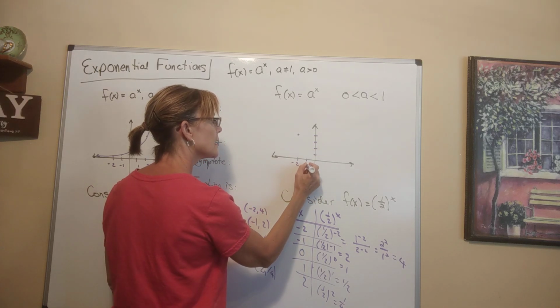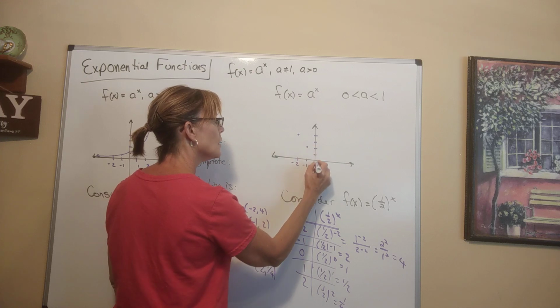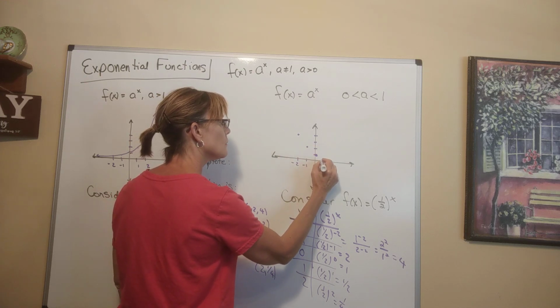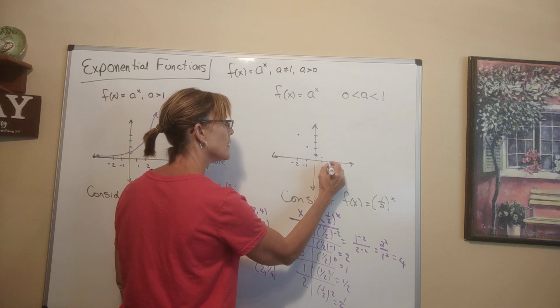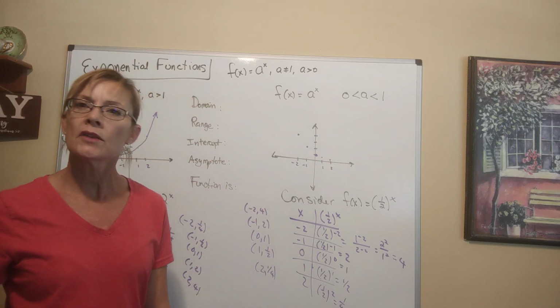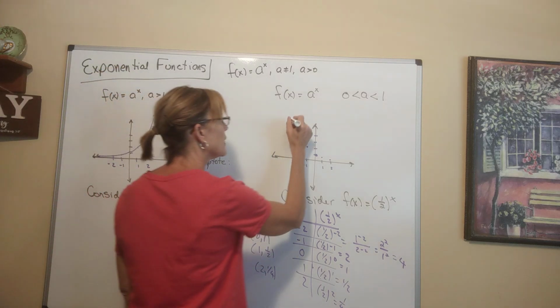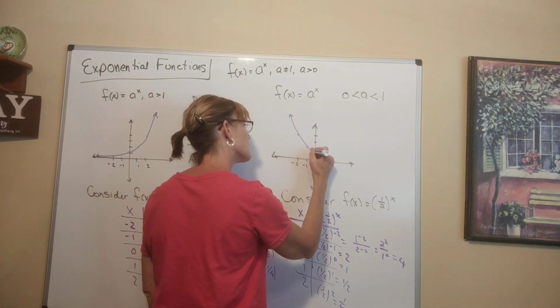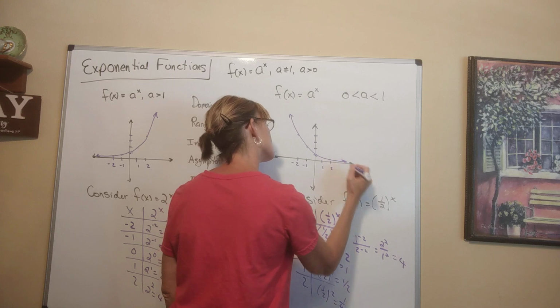When x is -1, we're up here at 2. When x is 0, we're at 1. When x is 1, we're at 1/2. When x is 2, we're down here at 1/4. So these are the points that we get for this particular graph, and we can connect the dots. And this is what it looks like.